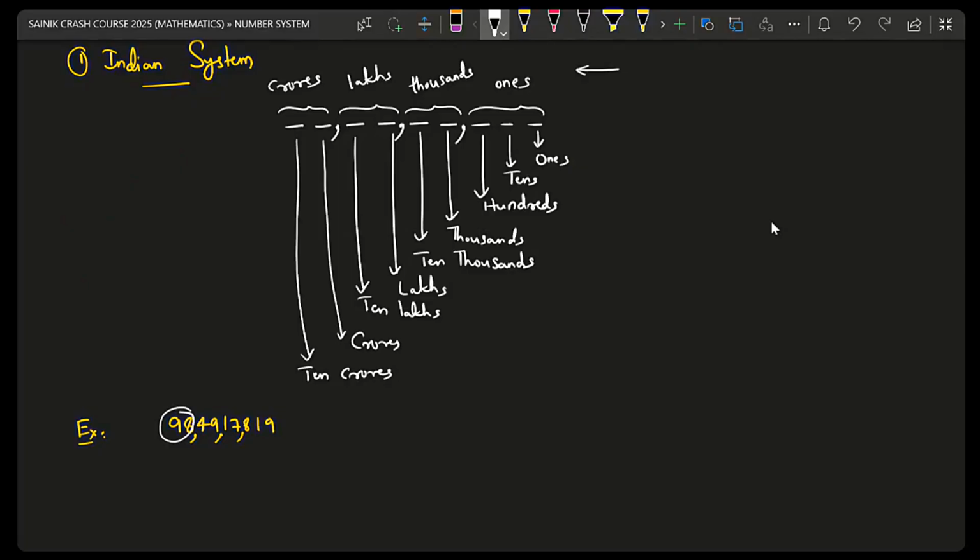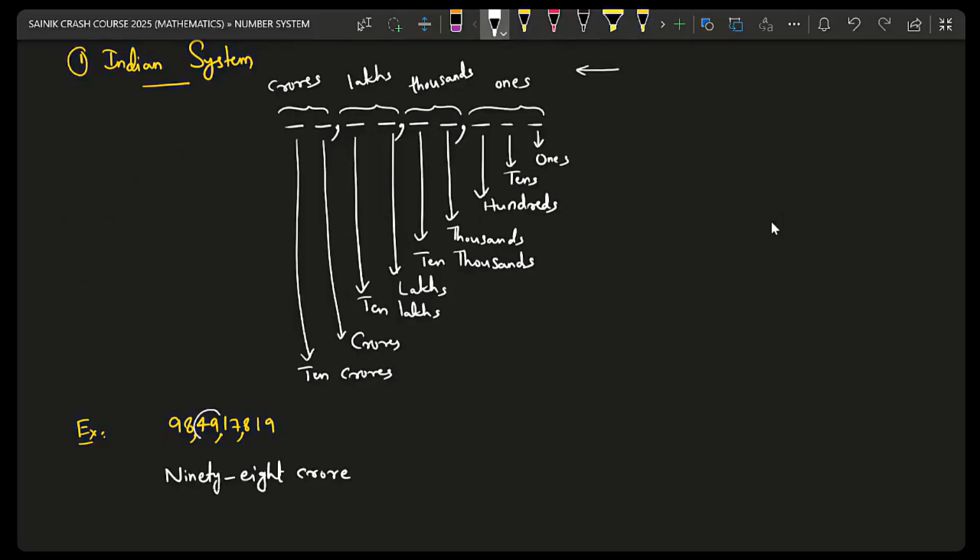So what is there in this period? The number is 98, and then we are going to add the name of the period. 98 is there in which period? That is crores period. So we are going to write the number 98 crore. You should not write, some people will write 98 crores. No, in plural you should not write. You have to write in singular, 98 crore.